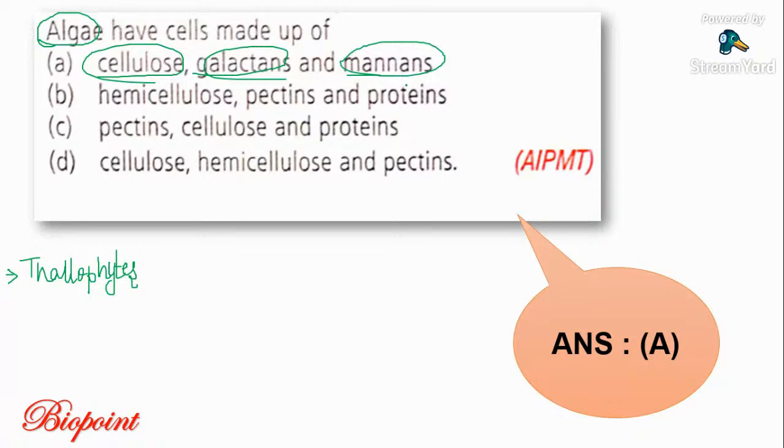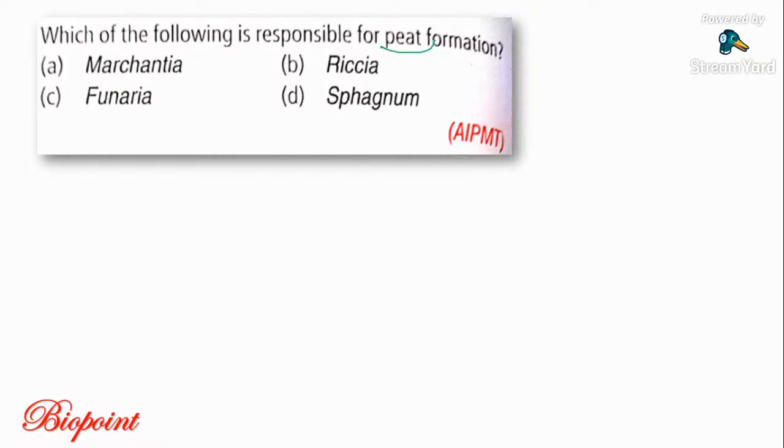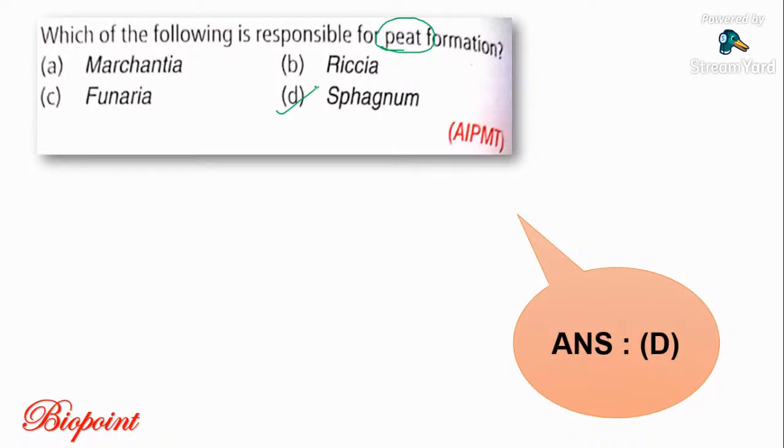We have already discussed the question in an assertion reason. Question number 5. Which of the following helps in peat formation? You know the answer is option number D, sphagnum. Which of the following is responsible for peat formation? Marchantia, Riccia, Funaria, sphagnum. So the correct answer is sphagnum. No need of further explanation for that.